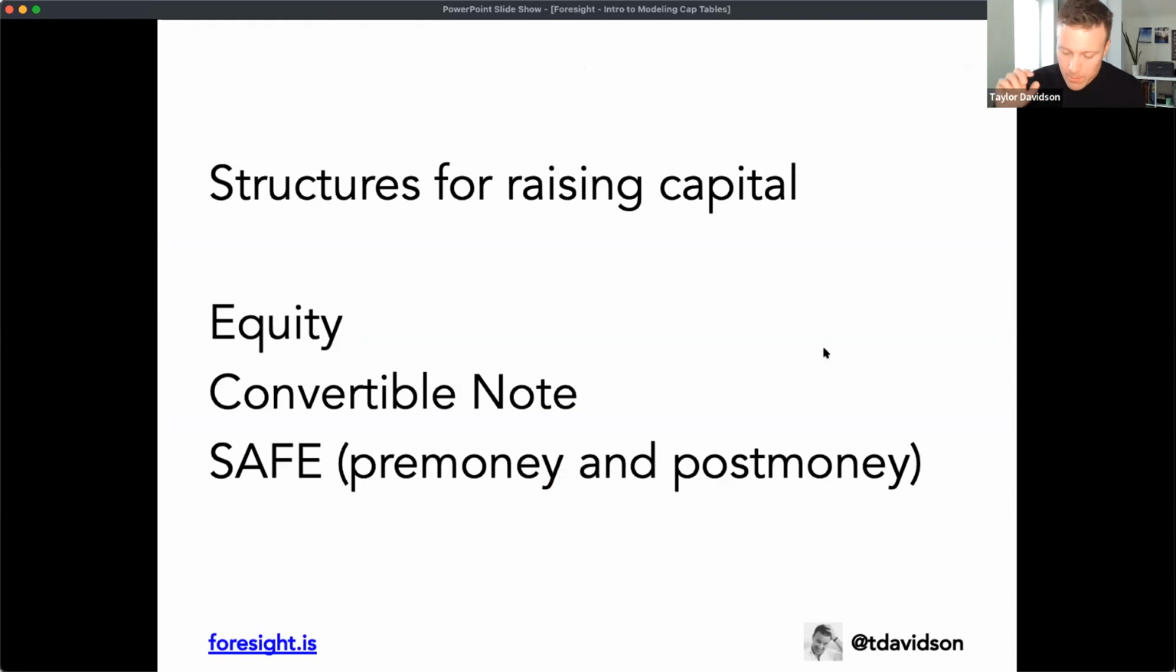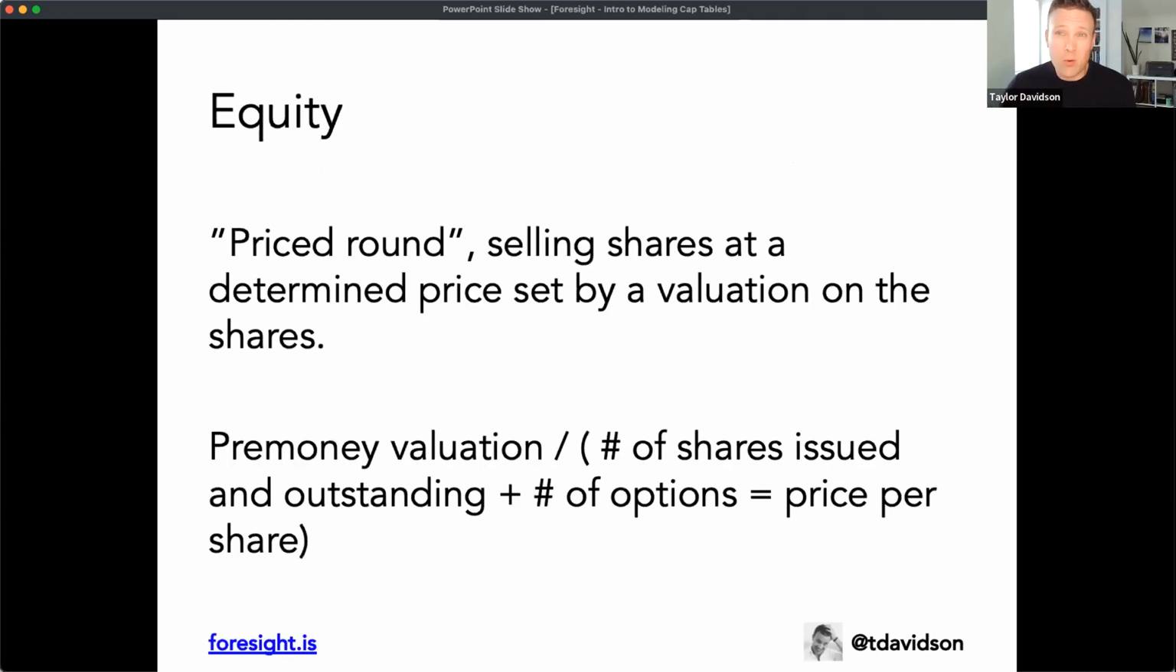So, basic terminology and structure here. I want to cover three different structures that are commonly used to raise capital, so we can set the terminology correctly and understand how it lays into a cap table. The first one is equity, and that's very simple. Equity is really a price round, and that reflects selling shares at a predetermined share price with a valuation of the shares. And calculating the valuation of shares is in general fairly simple.